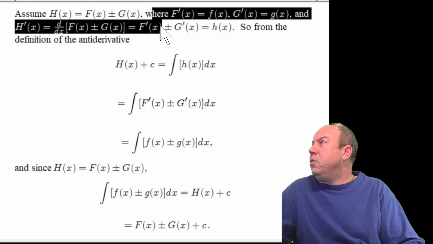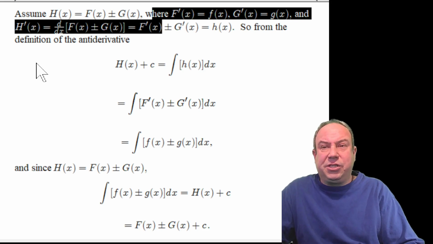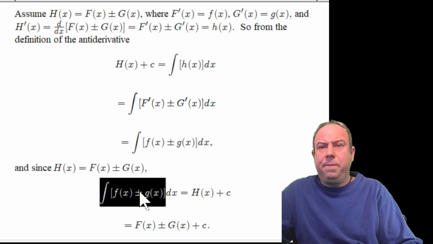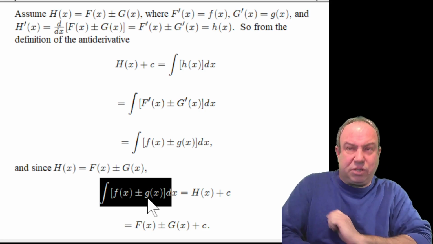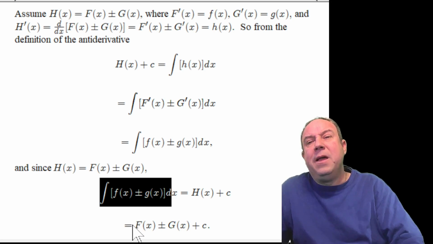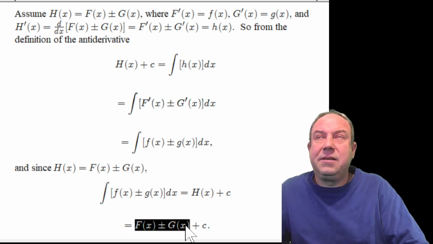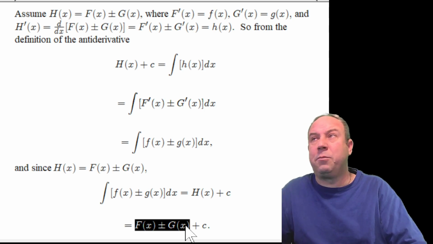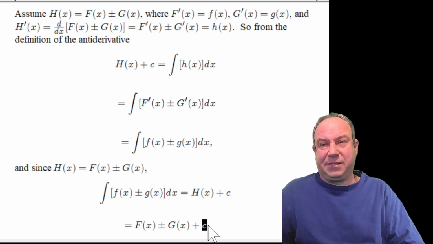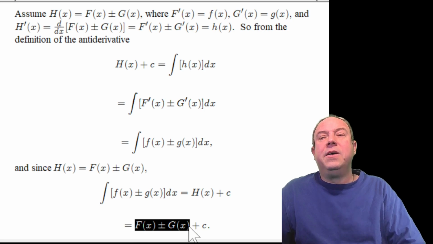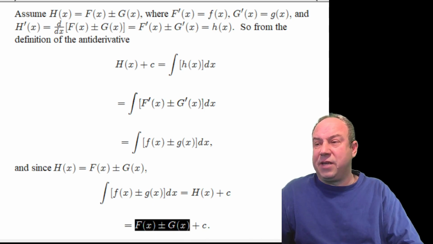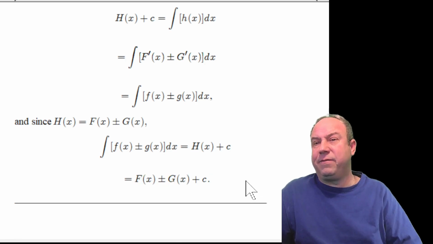which led to these conditions here, right? We can then say that that antiderivative for little f of x plus or minus little g of x, which is equal to cap H of x plus c, must also be equal to cap F of x plus or minus cap G of x plus c, right? What we're illustrating here is the antiderivative operator distributing itself across the sum or difference to the individual functions f or g, right?